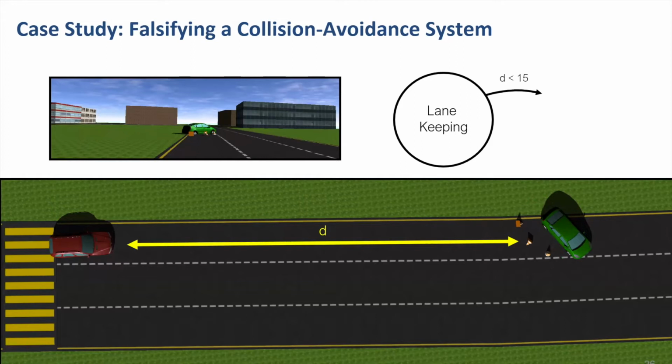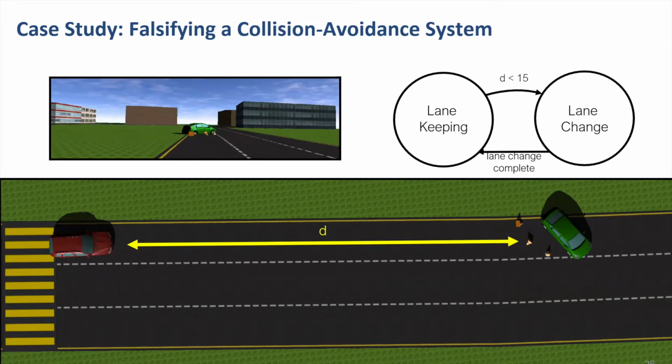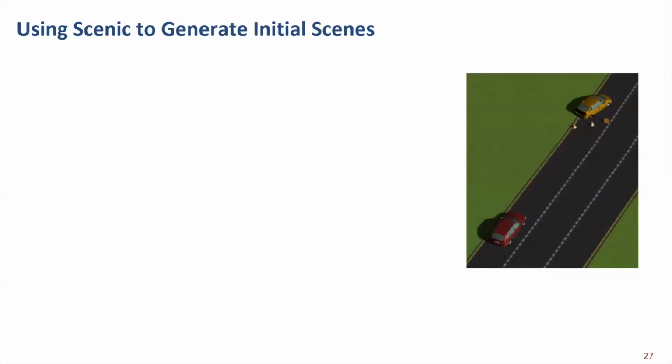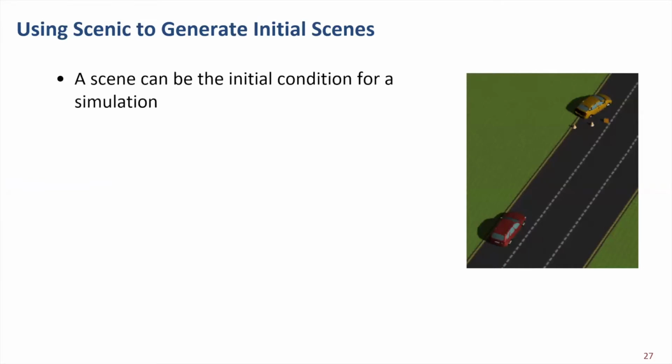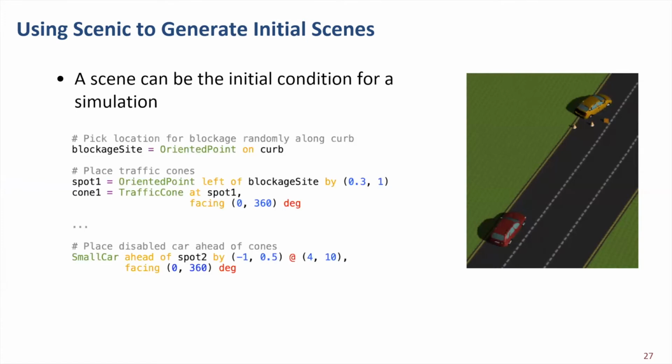And if it estimates the distance to be less than 15 meters, it executes a lane change. And when the lane change is complete, it goes back to lane keeping, right? So that's the task. First step is to model this in Scenic. And so in this particular approach in falsification, we're just changing the initial condition for simulation, right? So we're only using static Scenic, and Daniel will talk about the dynamic falsification later.